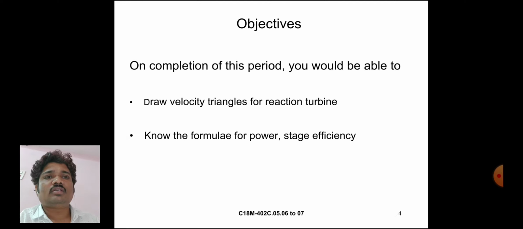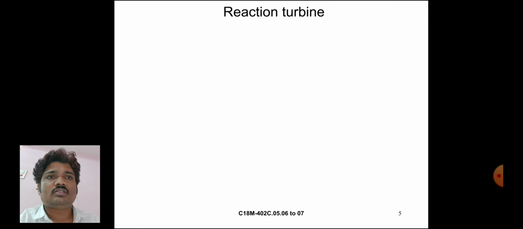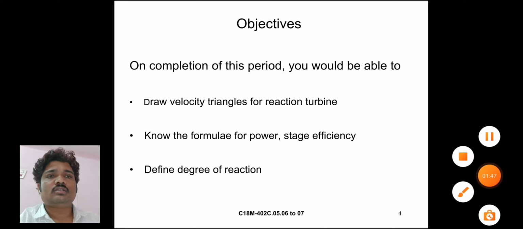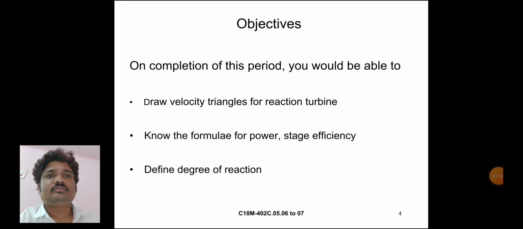Now the formula for power stage efficiency. Define degree of reaction. This topic is discussed in today's class. On completion of this period, you would be able to draw velocity triangle for reaction turbine.